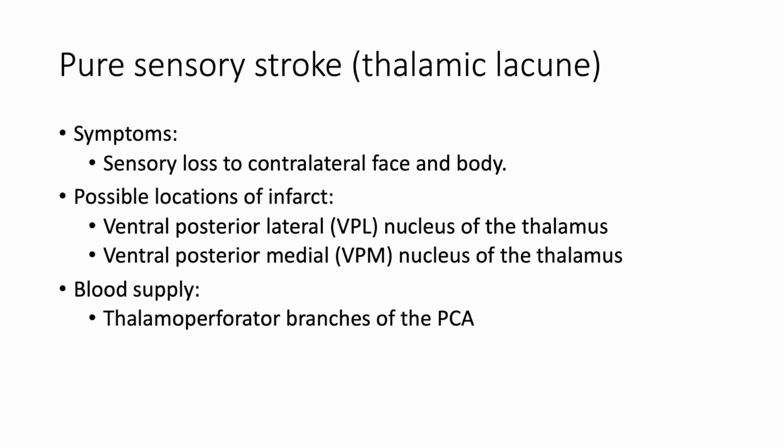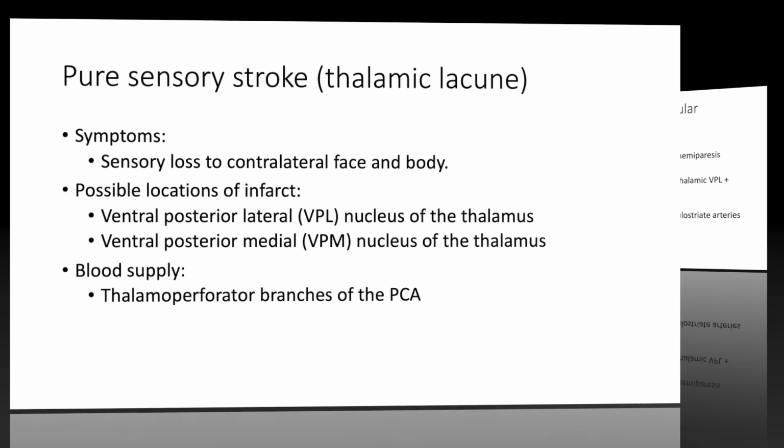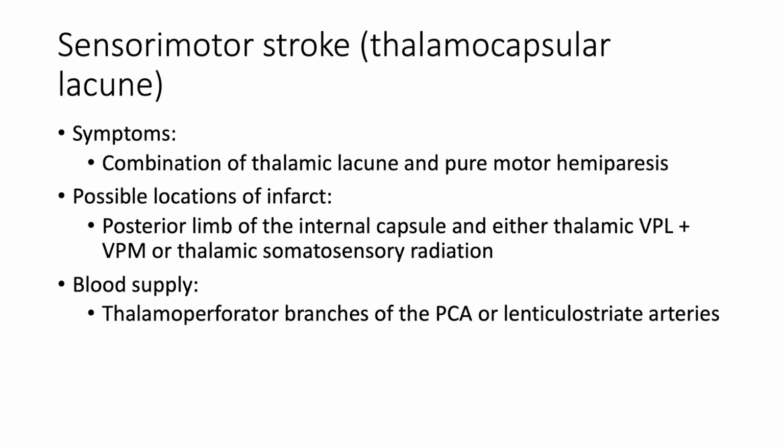As its name suggests, it involves purely sensory symptoms, namely sensory loss to all primary modalities in the contralateral face and body. It's caused by infarcts in the ventral posterior lateral and ventral posterior medial nuclei of the thalamus. The blood supply for these thalamic nuclei comes from the thalamoperforator branches of the PCA. The next lacunar syndrome is sensory motor stroke, or thalamocapsular lacunar.